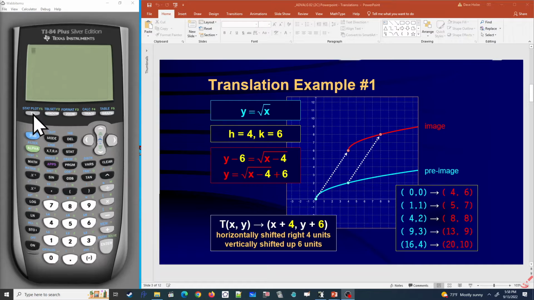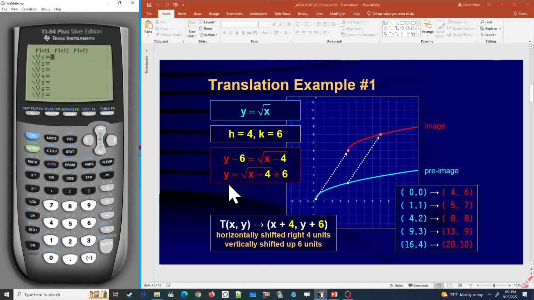I'm going to hit the y equals button, and here's where I'm going to enter the equation. I would like to enter the image, y equals square root of x minus 4 plus 6. I need to do this particular equation because if you look over here on the calculator, I'm only allowed to do y equals, and in this case, I can't do the y minus 6.